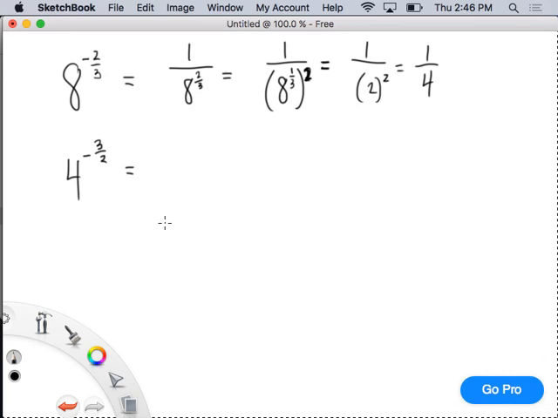If you have a 0, that's the exponent. Anything to the 0 is 1 except for 0. 0 to the 0 does not exist. Good question.